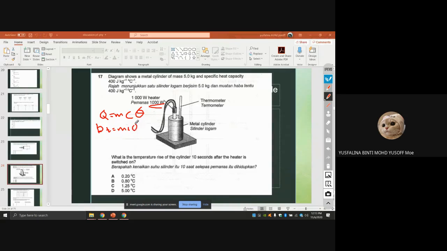We assume that the electrical energy supplied to the heater is equal to the heat energy being absorbed by the cylinder here. So P is 1000, and the time given is 10 seconds, the mass is 5, c is 400, and theta, the rise of temperature, you need to find. So you've got the answer here: D, 5 degrees Celsius. So we move on to the next question.